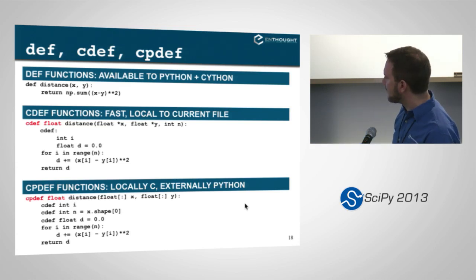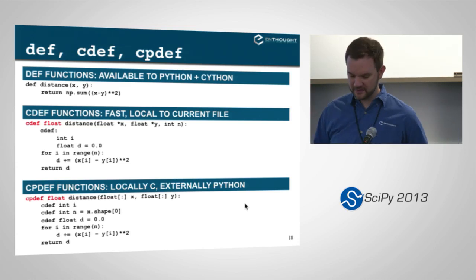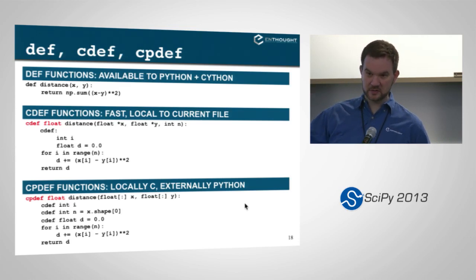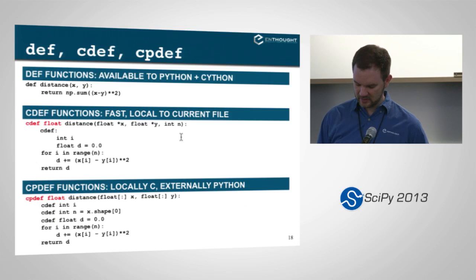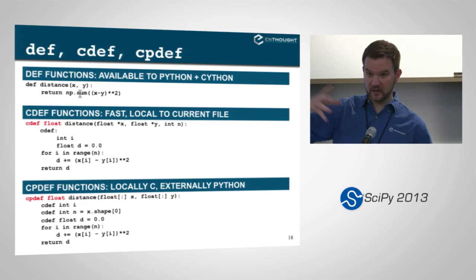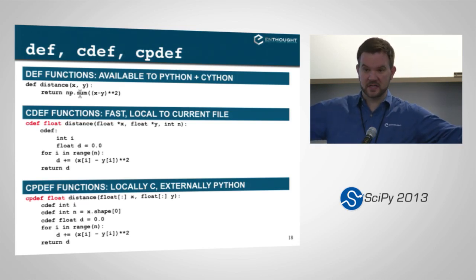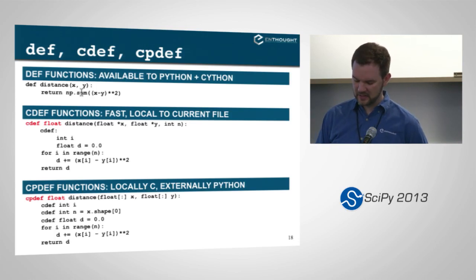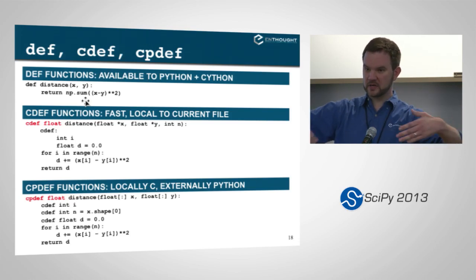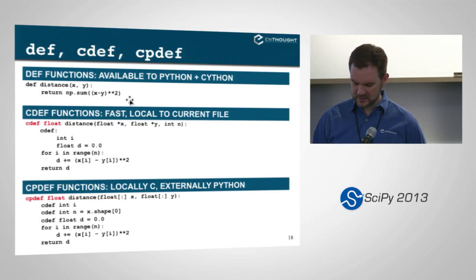Okay, so here are three versions of a distance function using def, cdef, and this new keyword, cpdef. We'll see what that is in a bit. The first version here is just pure Python, and this is also valid Cython. Cython is a superset of Python. Anything that's valid Python is valid Cython as well. If it's in a Cython extension module, you can just call it from an external Python module somewhere. So this is available at the Python level.